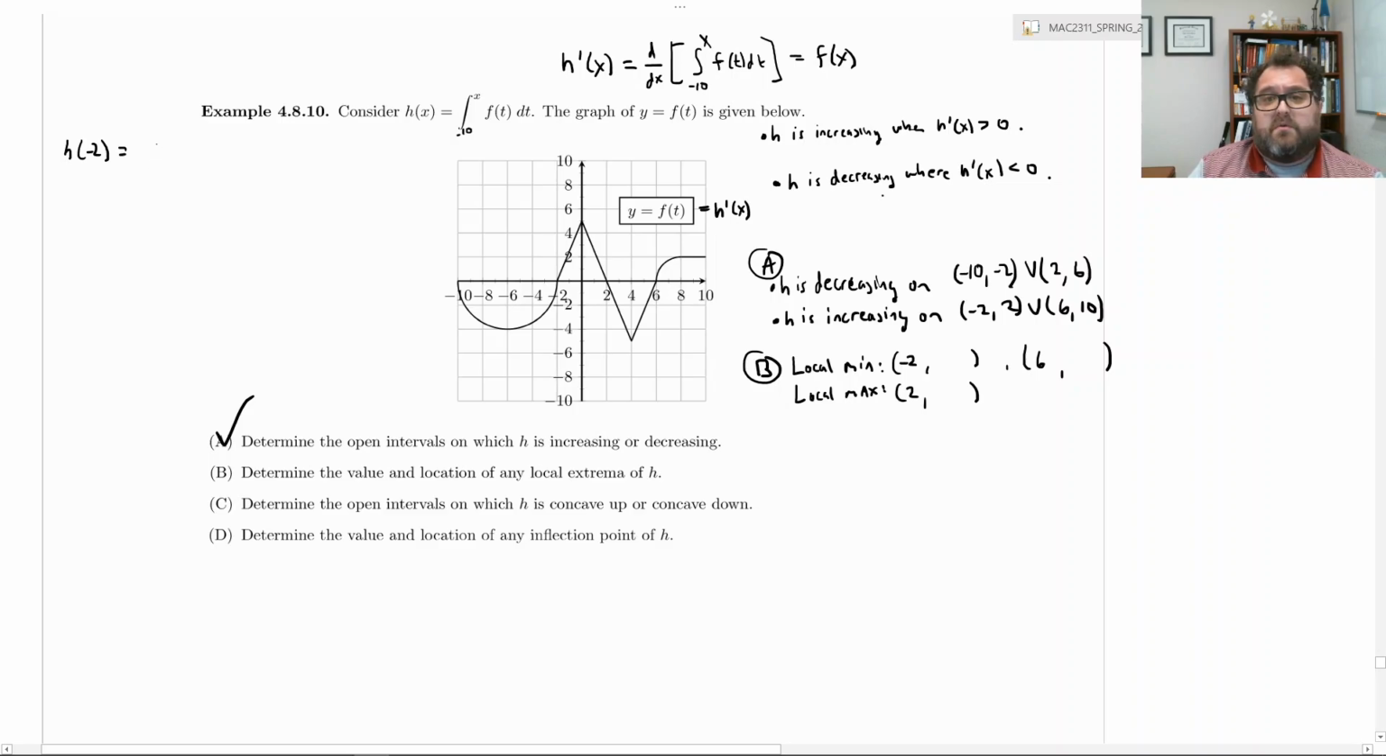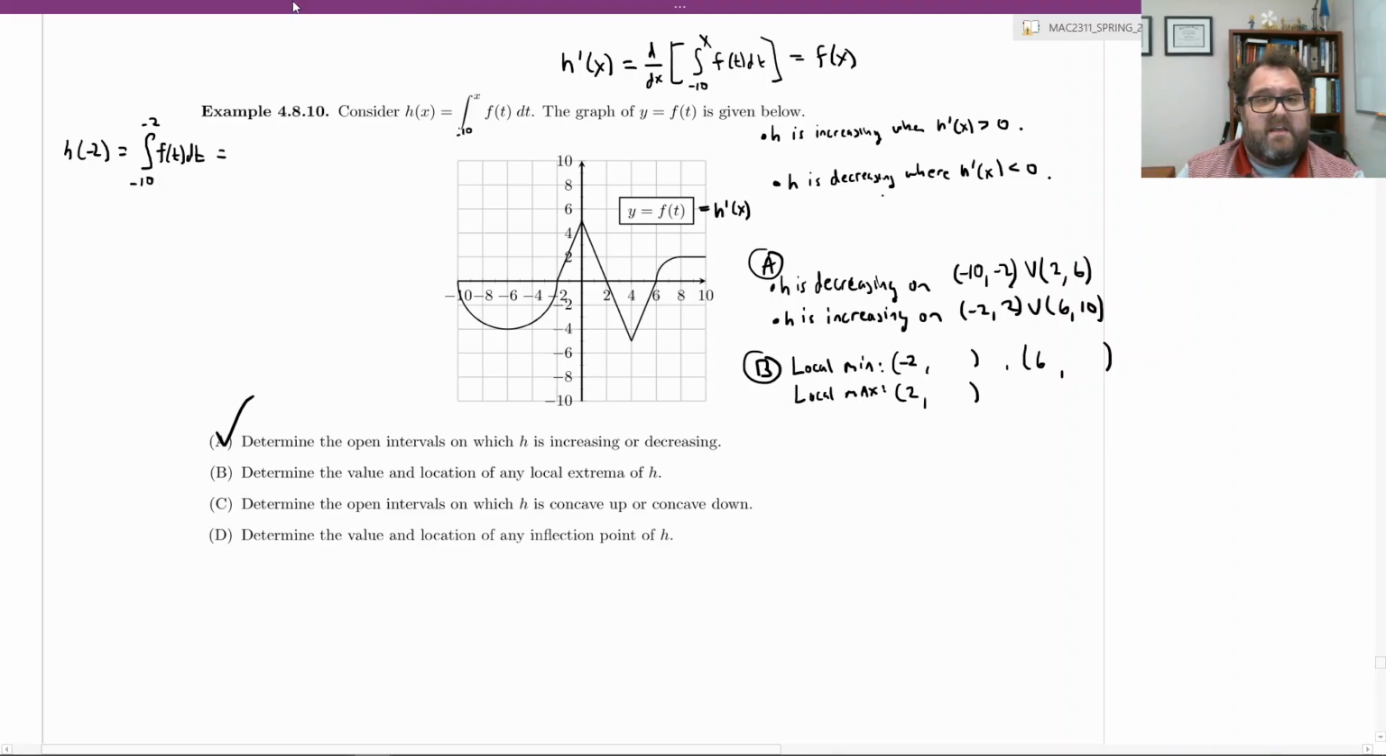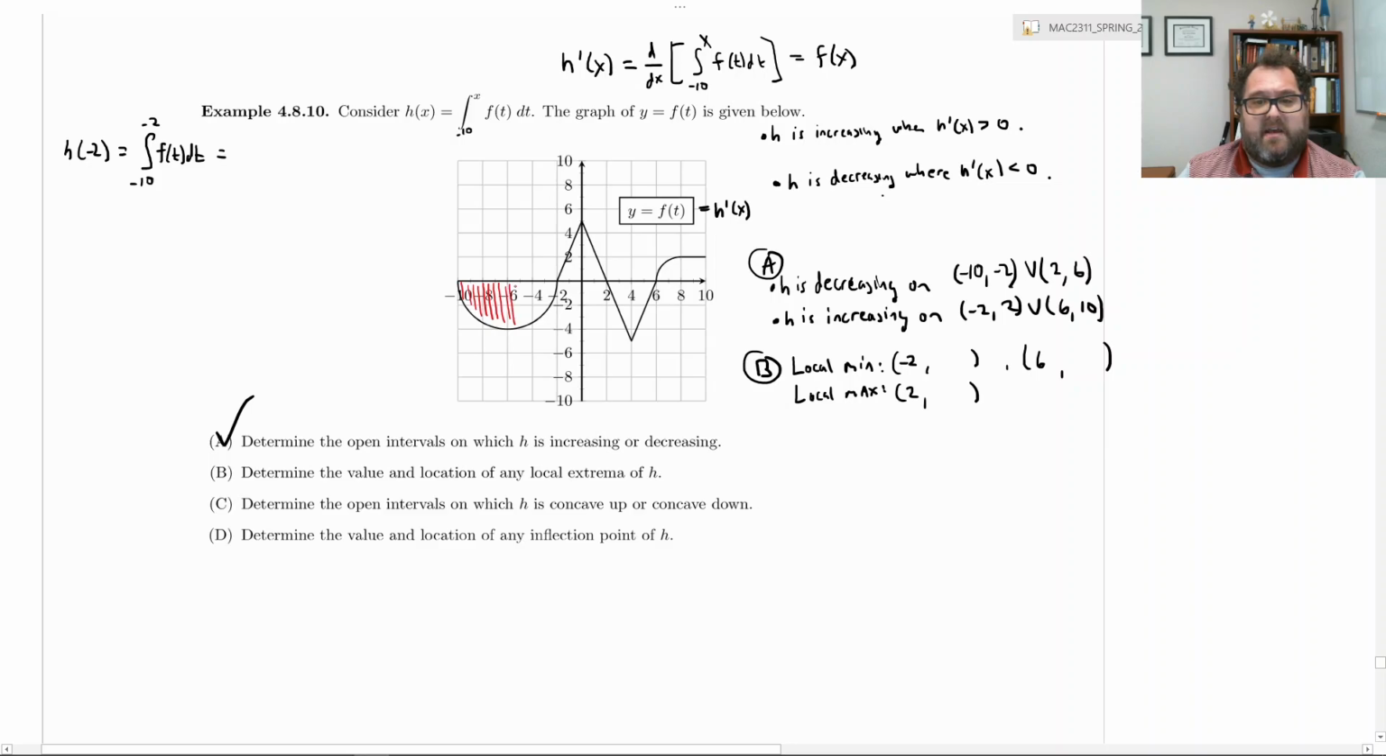Well, what's h of -2? That's the definite integral from -10 to -2. Replace the x's with the -2 of f of t dt. So it's the accumulation function value from between -10 and -2. Well, let's think about it. Let's look at our graph. What is that? It's this region right here between -10 and -2. And what do we notice? That's a semicircle.